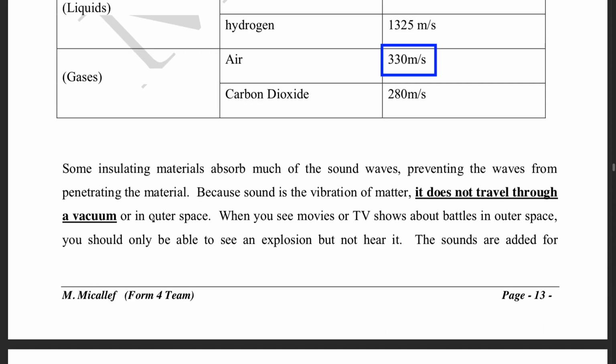Some insulating materials absorb much of the sound waves, preventing the waves from penetrating the material. So even though sound can pass through solids, liquids, and gases, as sound travels through some of these materials, it gets absorbed by the material itself, causing the sound to not be able to reach the other side. An example of which are double glazed windows.